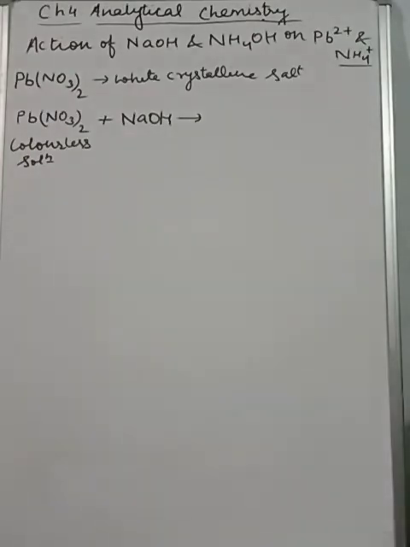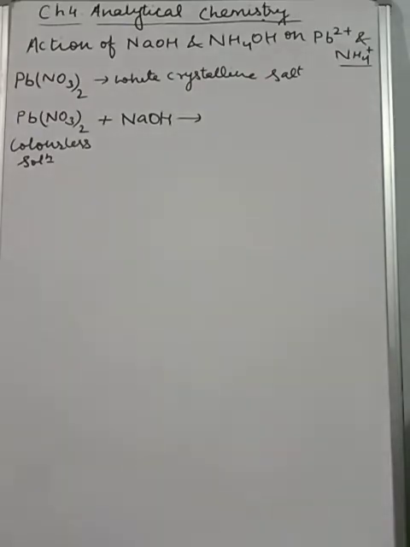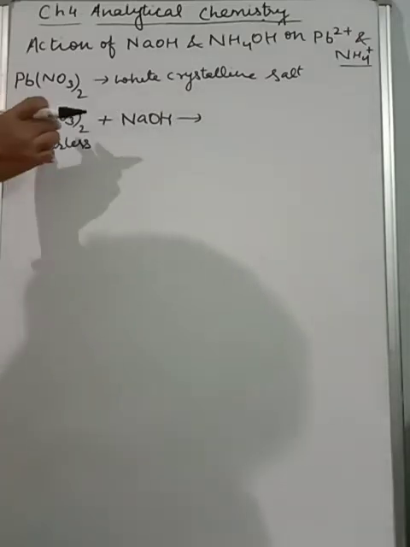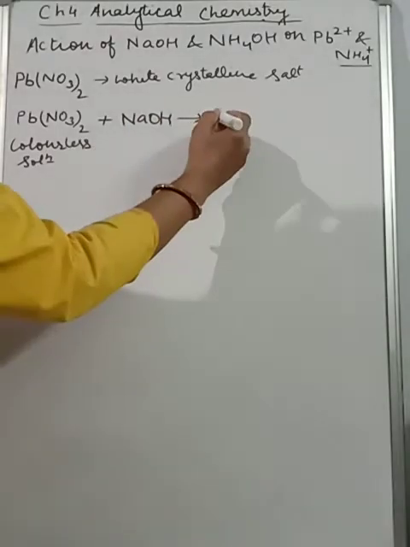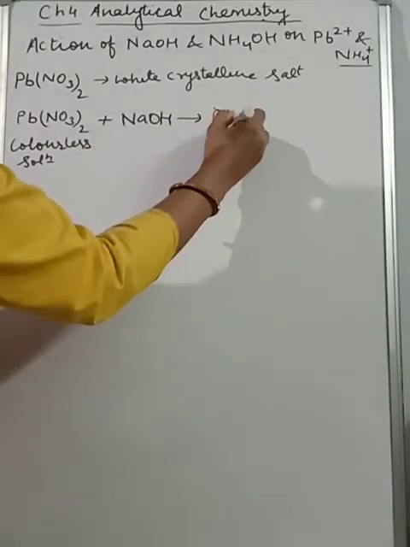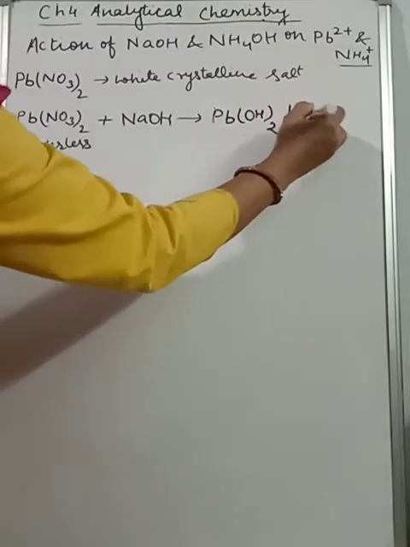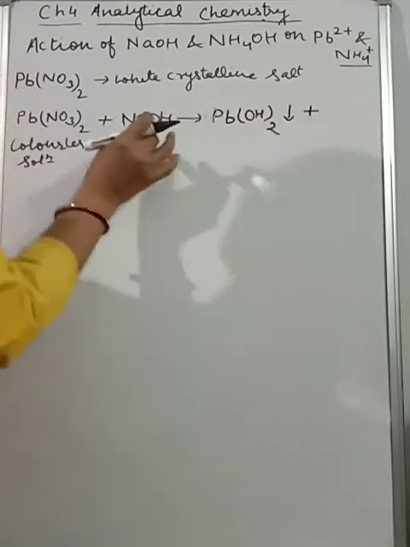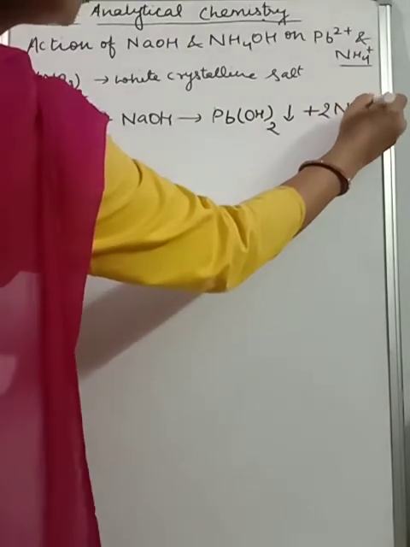And as you know, in analytical chemistry we take water soluble salts. So for lead, here we have taken lead nitrate, which is a white crystalline salt. In the form of solution, it becomes colorless. So when we take lead nitrate solution and add a few drops of NaOH in that, we will get a white chalky precipitate. And as you know, the precipitate is of lead hydroxide, plus we will get the concerned salt here, sodium nitrate.